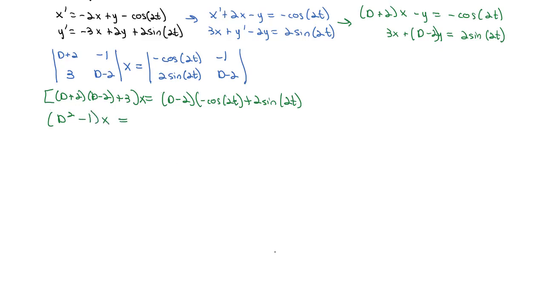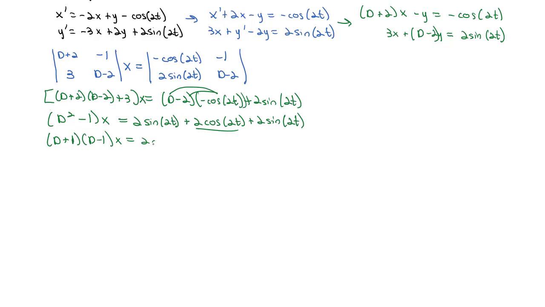On the right side, I'm going to go ahead and distribute this negative cosine of 2t onto both parts. What I need to remember, though, is d stands for the derivative operator. So when we multiply negative cosine 2t by d, what that really does is take the derivative of the negative cosine 2t. The derivative of negative cosine is positive sine of 2t times the derivative of the inside, which is 2. Then negative 2 times negative cosine is positive 2 cosine of 2t plus 2 sine of 2t. Continuing to simplify, I'll factor the left side to d plus 1, d minus 1 times x. And on the right side, we'll combine like terms. So we have a 2 cosine of 2t plus 4 sine of 2t.